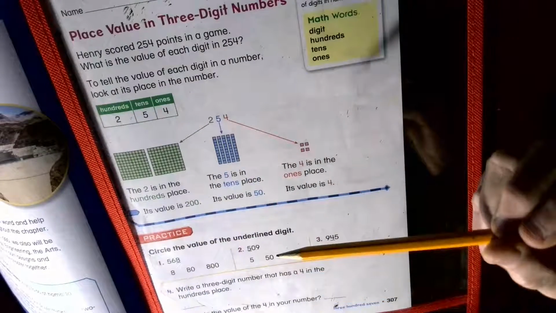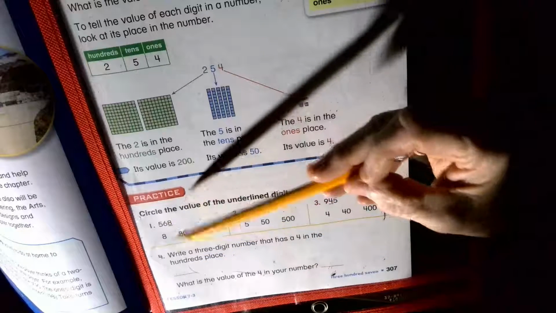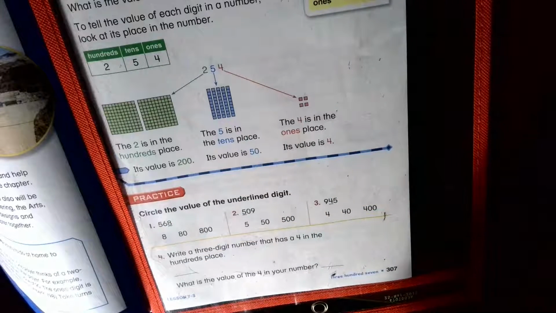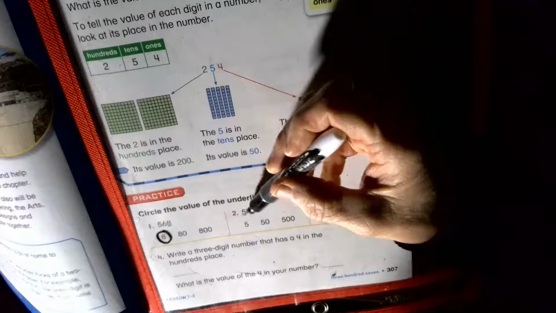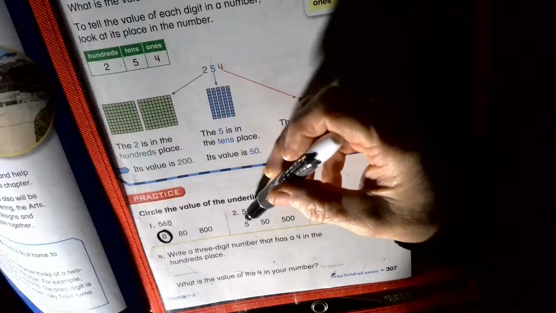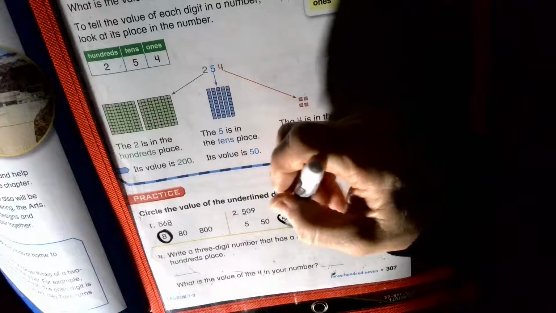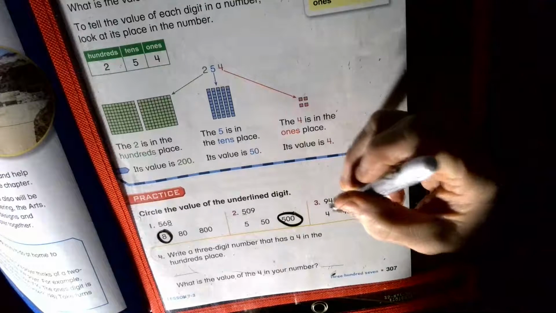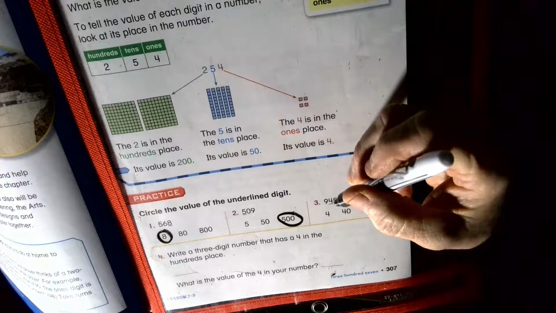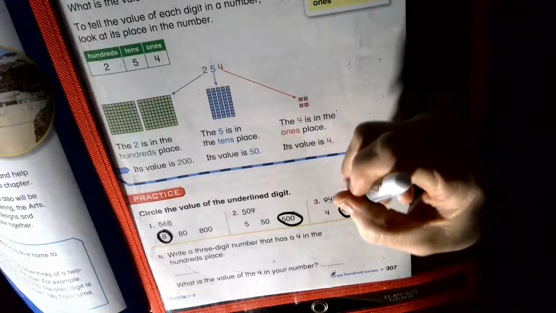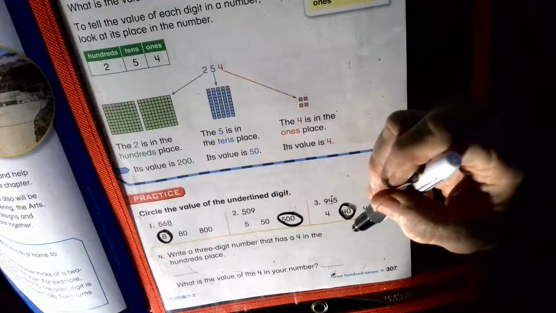The first problem is 568. You hear 568. You know the last column is the ones column, so I have the value of 8 as 8 ones. Now I have the 5 underlined here, 509. I hear 500. That value of the 5 is 500 because it's in the hundreds column, and I have 5 hundreds. 945. I'm looking at the 4. Let's say the number again. 940. I hear the word 40, and that 4 in the tens is worth 40.